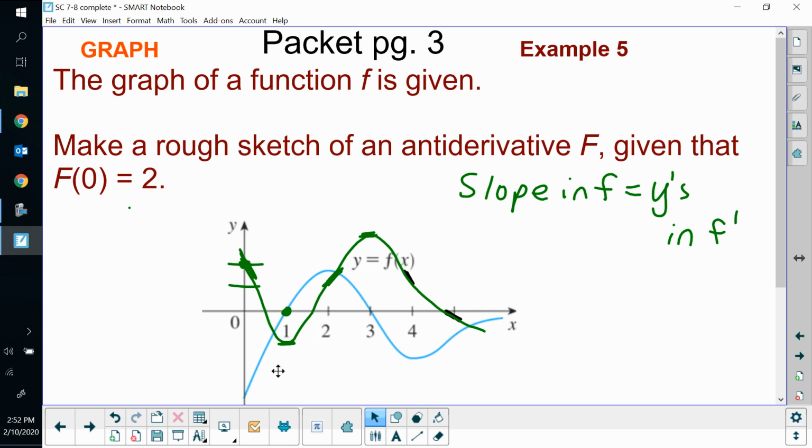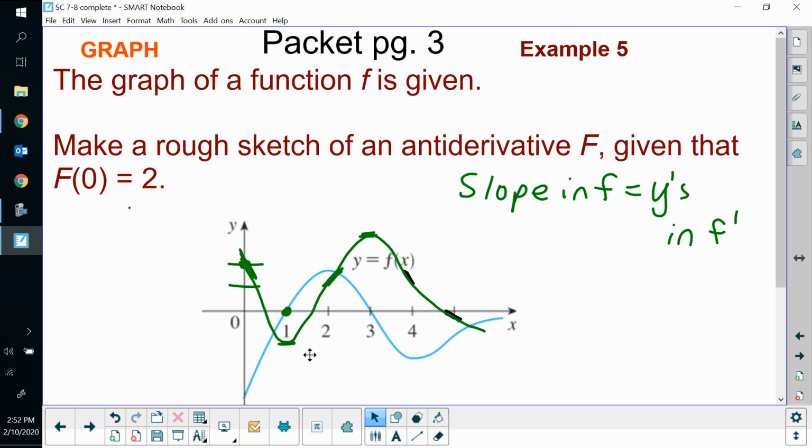Well, then let's go to a next key spot. Here we have a y value of 0. So in the antiderivative, we should have a slope of 0. So we've just got to draw in some place that has a slope of 0. Well, because this was decreasing here, we just want to make sure that slope of 0 is somewhere below it. So I just randomly drew a horizontal line right here.